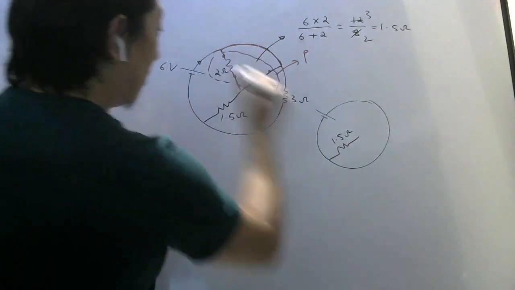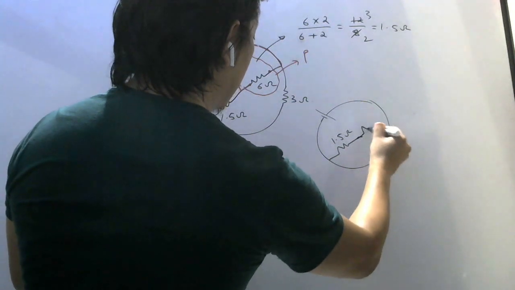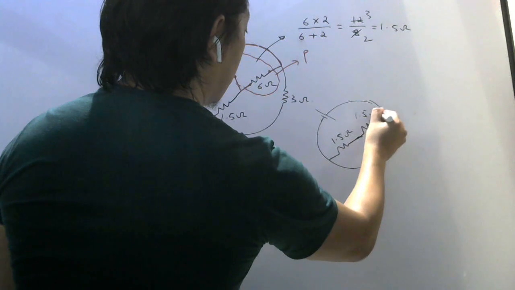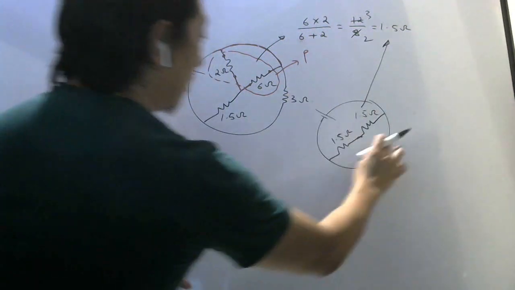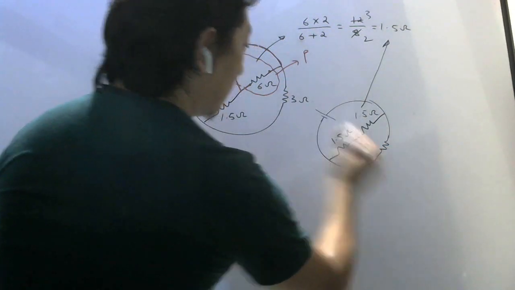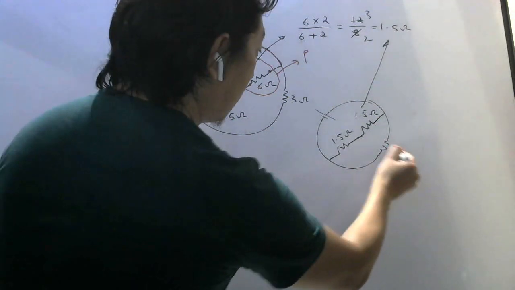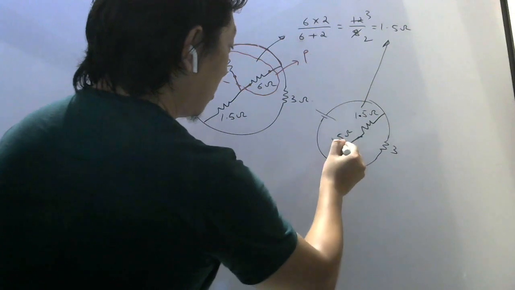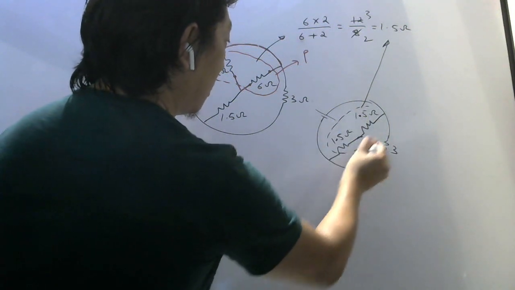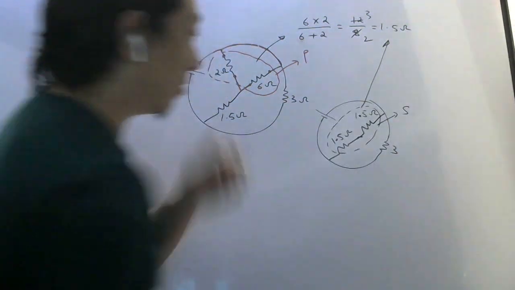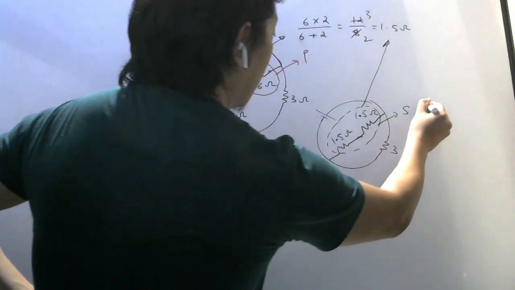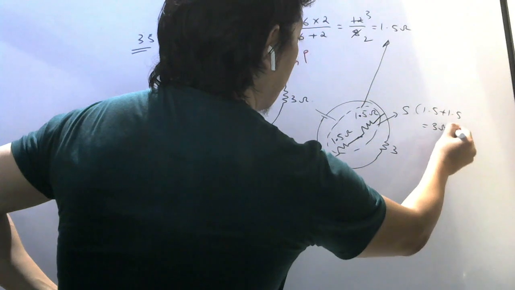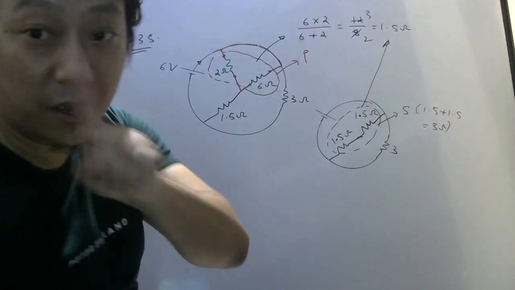And this can be replaced by one single resistance. These two, how much? 1.5. Okay, and this 3 is also there, like this. Now you look carefully. These two are in what combination? This is 1.5, so these two are now in series combination. So total will be how much? 1.5 plus 1.5, that will be 3 ohm. So you can replace these two by 3 ohm.